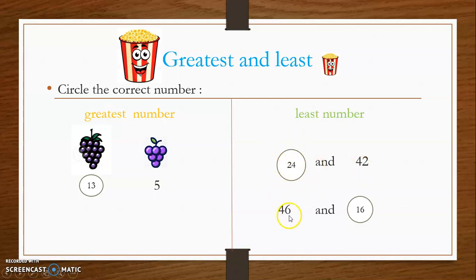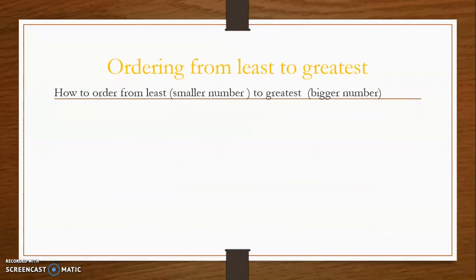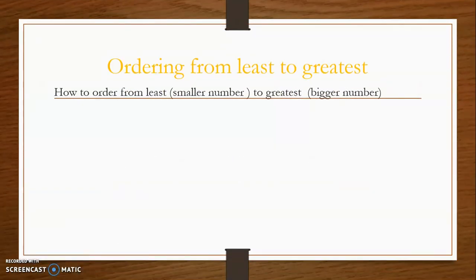I circle it. Here I have 2 digits and here I have 2 digits. Then I compare the tens digit. Here I have 4 and here I have 1. The smaller tens digit is 1. Then the least number is 16. I circle it. Here I have to order the numbers from least to greatest.